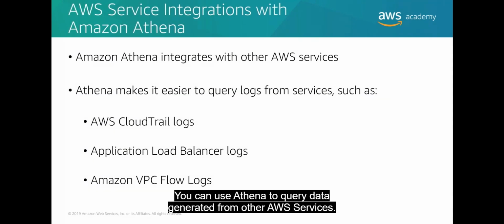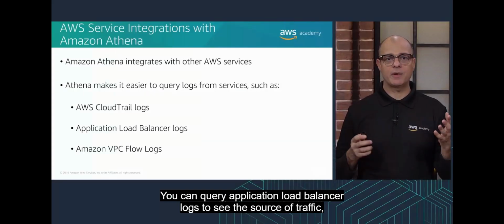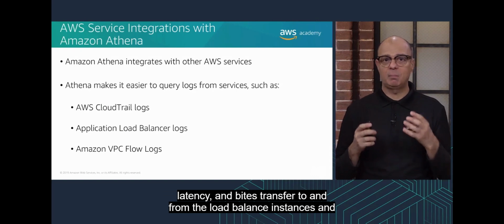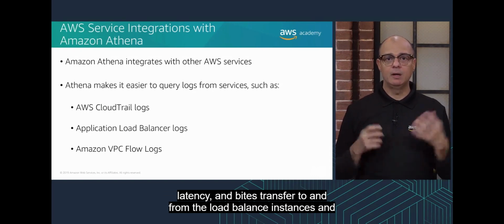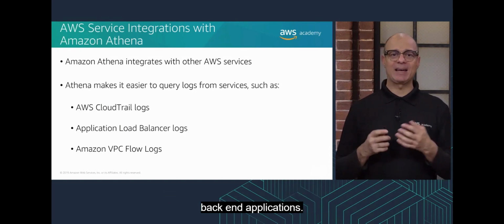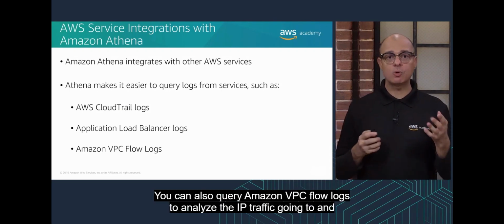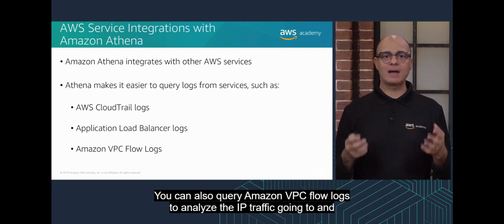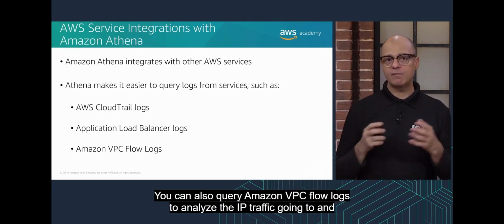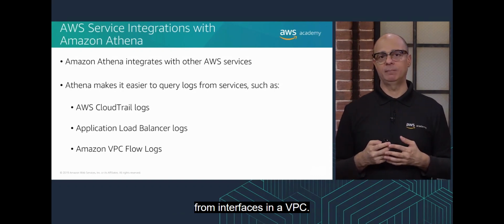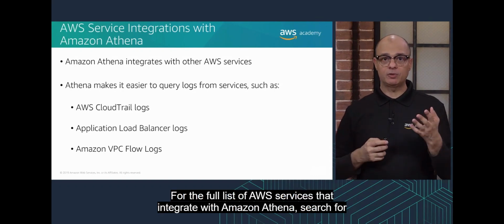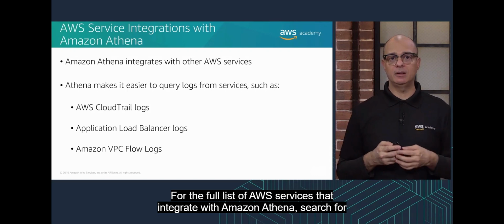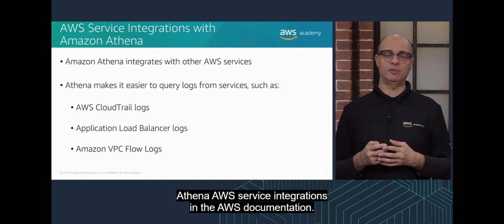You can use Athena to query data generated from other AWS services. You can query application load balancer logs to see the source of traffic, latency, and bytes transferred to and from the load balancer instances and backend applications. You can also query Amazon VPC flow logs to analyze the IP traffic going to and from interfaces in a VPC. For the full list of AWS services that integrate with Amazon Athena, search for Athena AWS service integrations in the AWS documentation.